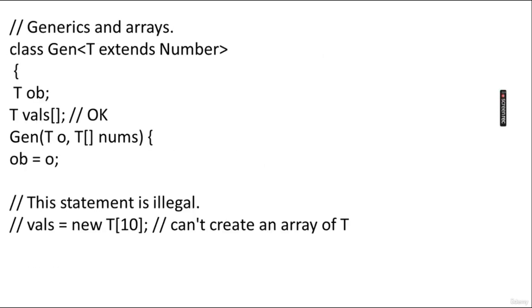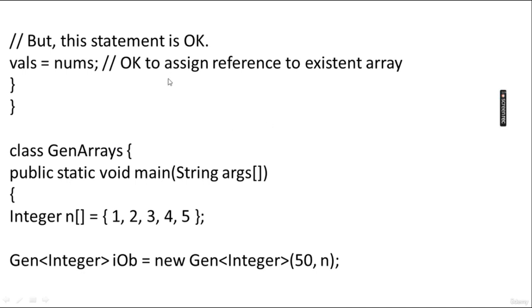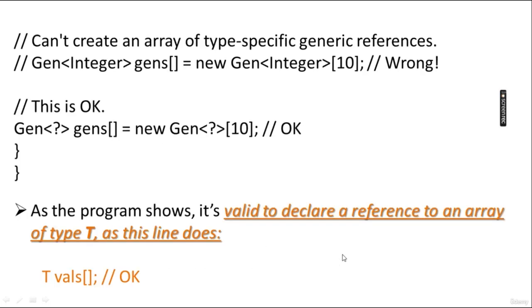values is equal to nums. This nums value will be initialized to nums. This statement is legal. It is okay to assign a reference to an existing array. Then generic arrays: Integer array 1, 2, 3, 4, 5. Generic integer object is equal to new Generic Integer 50 comma n.